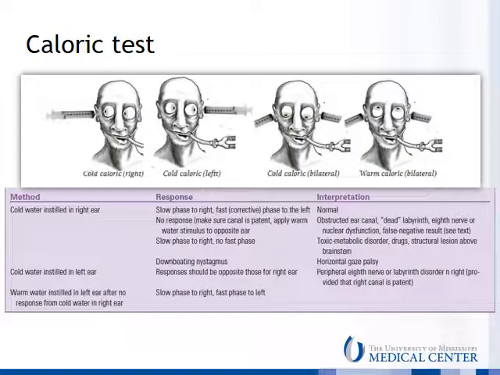In the caloric test, either cold or warm water is instilled in both ears. We usually use cold water. When cold water is instilled in the right ear, the slow phase of the eyes moves towards the right with a fast corrective phase towards the left. If no response, check for obstruction in the ears. If no obstruction, then it can be because of a dead labyrinth or 8th cranial nerve or nuclear dysfunction. If there is downbeating nystagmus, it means horizontal gaze palsy.